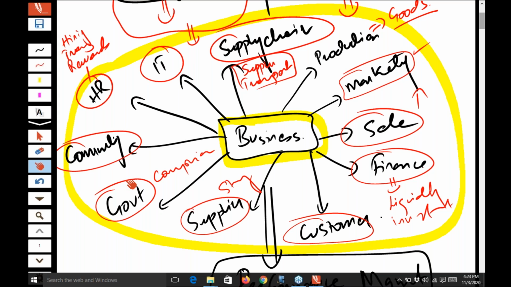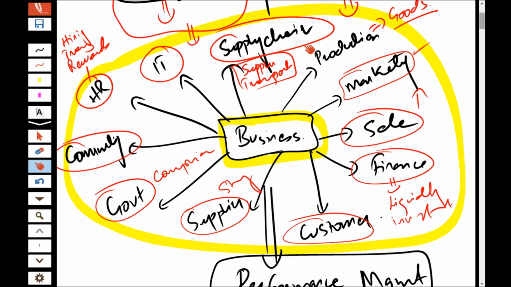Every single aspect of the business, you have to ensure that it is operating properly. So to understand what performance management is, you have to assume as if you are running your own business, and whatever aspects you have to manage in running a business, all those aspects actually constitute performance management.